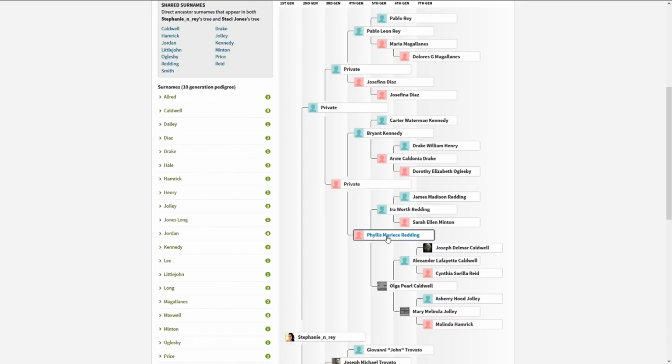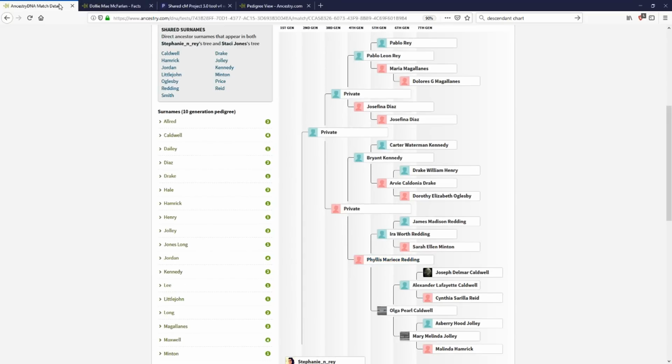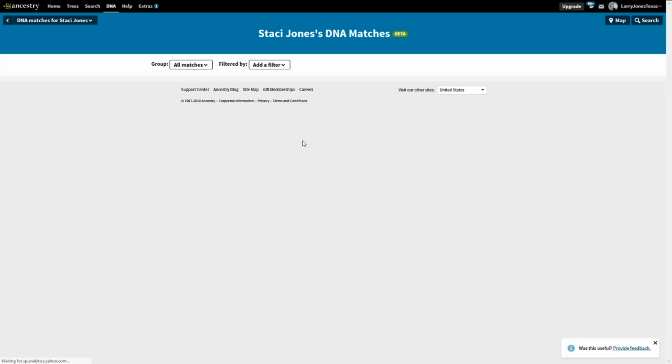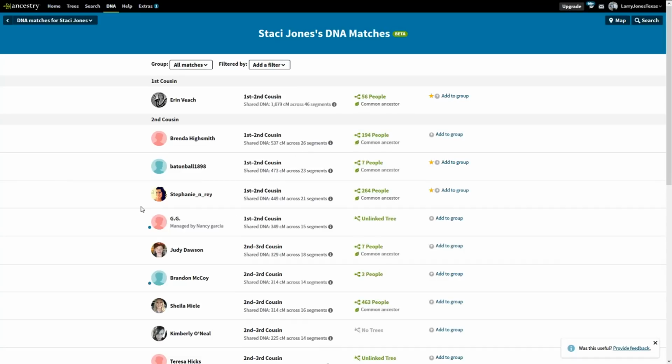And rather than go into everything like we did before, you build out their tree. You find out who were all the kids of Bryant Kennedy and Phyllis Redding, and in this case you're going to find out there were five. Then you match it with your other DNA matches in that match list, and you start parsing them off and building out that tree and figure out who it is the exact same way.